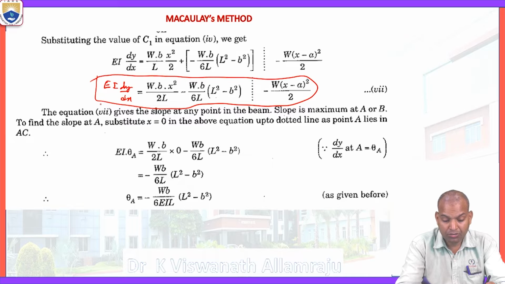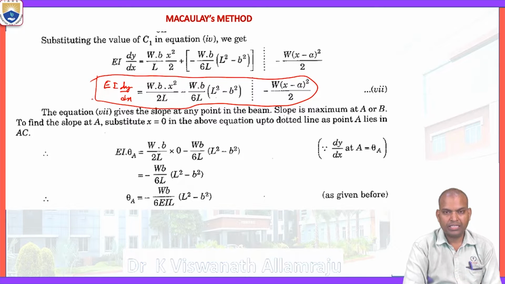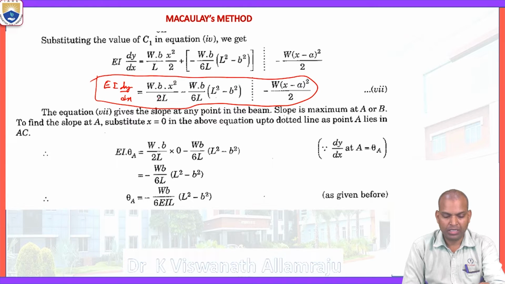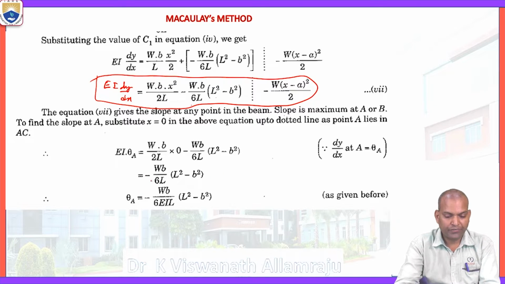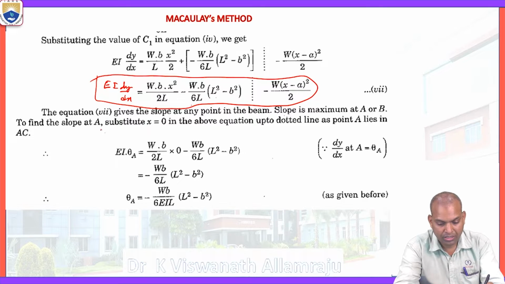If you substitute x equal to L, we will get the slope at support B. Now here we are doing x equal to 0. Now the equation becomes, substitute here WB times 0 by 2L, that is 0, minus WB by 6L, L square minus B square. Here x equal to 0, minus into minus, that is plus W, here minus A square means plus, minus WA square by 2. So after simplification, we will get the equation.